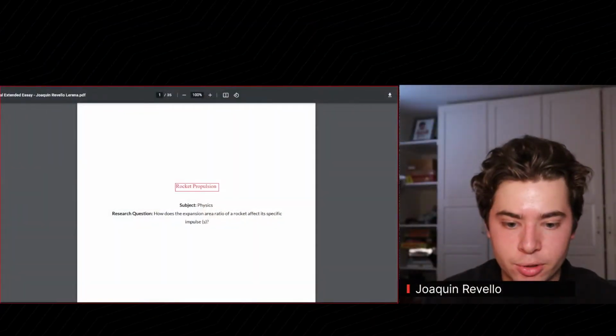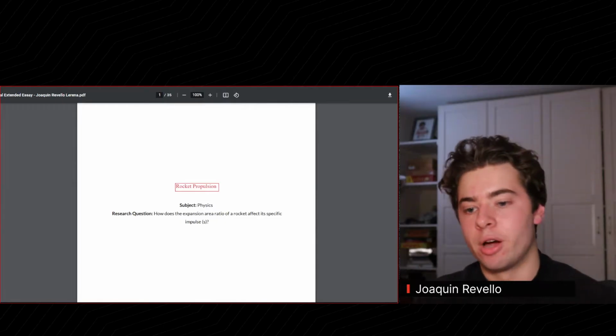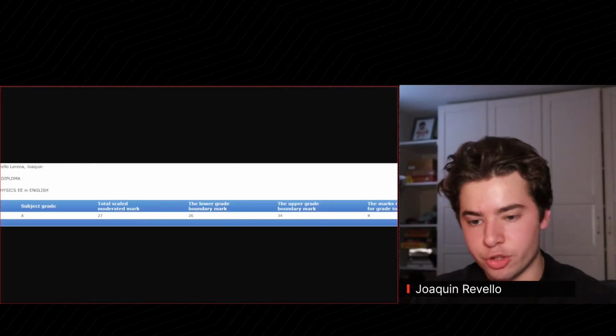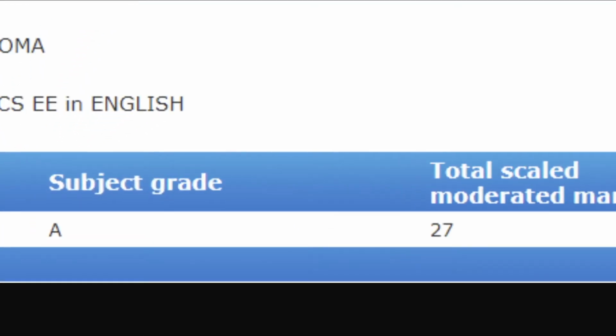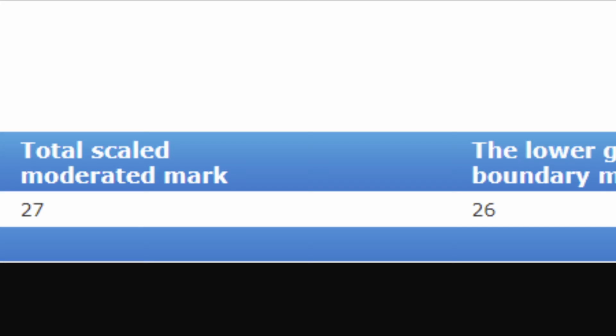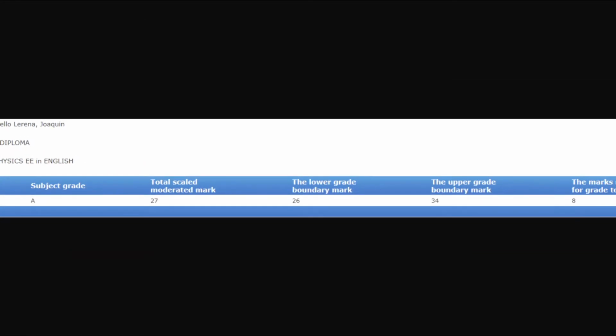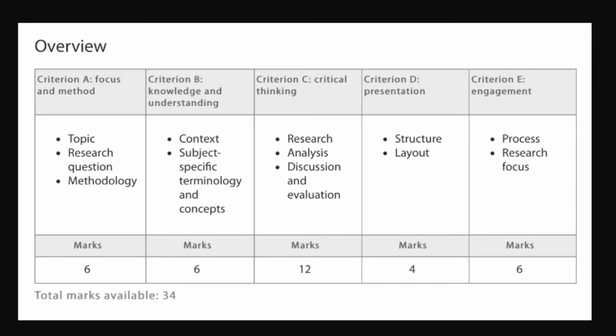So now you should be able to see my two screens. There we go. All right, so a few things first. If we look at my screen right here, I ended up getting a grade A in the 2021 session. I got 27 of the 26 marks. So I was pretty close to the boundary. So it was somewhat of a clutch A, to say the least.